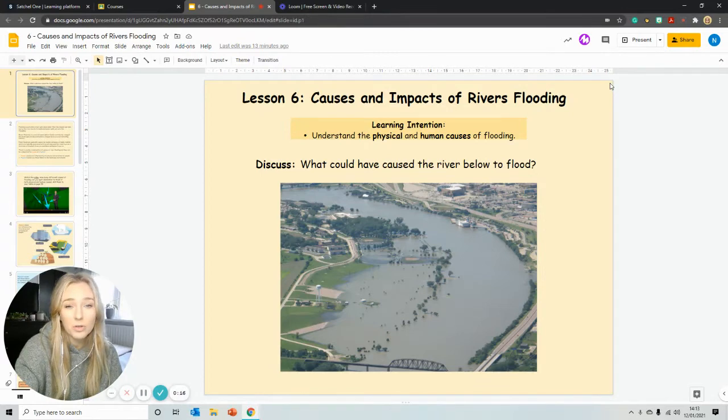We are going to crack on with lesson 6 today. Nearly there, nearly at the end of this rivers topic. Only one more to go, and then we can think about doing some kind of assessment for your rivers topic.